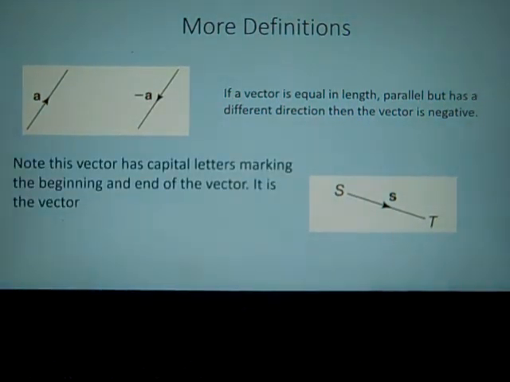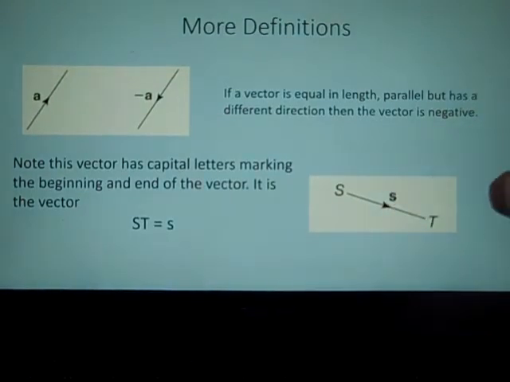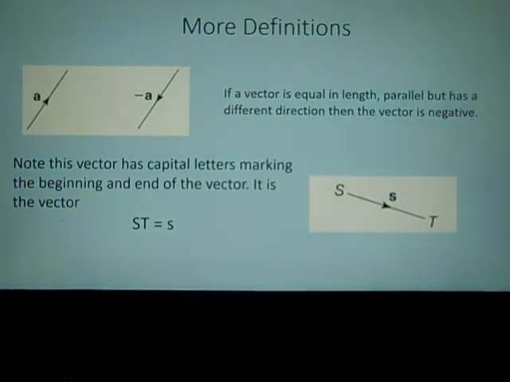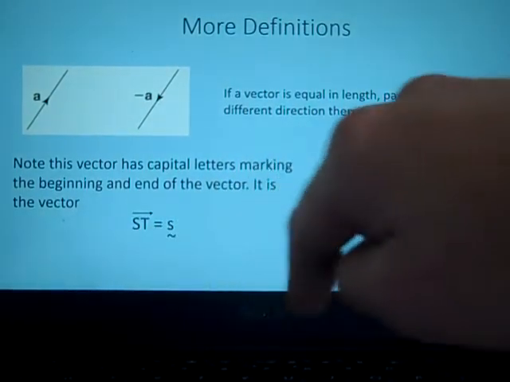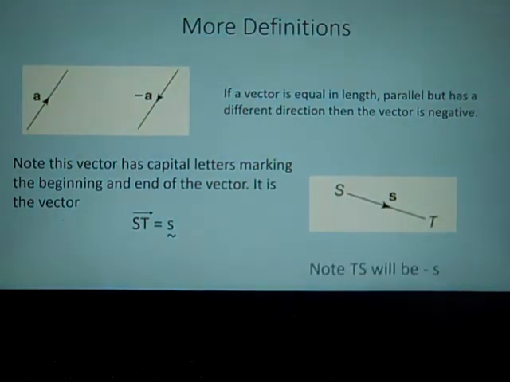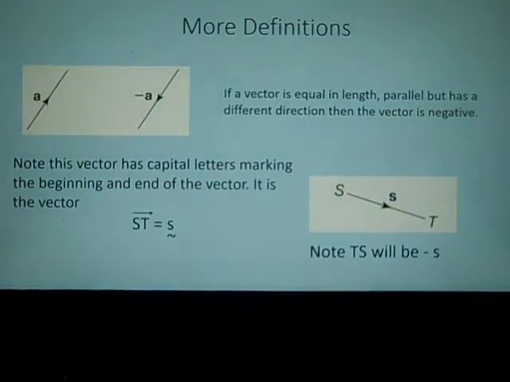In this picture, note that the vector has capital letters at the beginning and the end, S and T. It is the vector ST, and we've given it another little lowercase letter, little s. When we write vectors this way, of course, we can't do it in bold type, so we use an arrow to show the direction from S to T, just above there, and the little squiggle underneath s. If we go T to S, it will be negative s as a vector. Again, that will have an arrow of T to S and the little squiggle under s there.